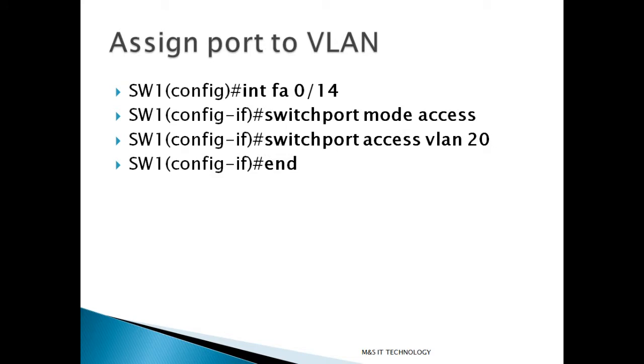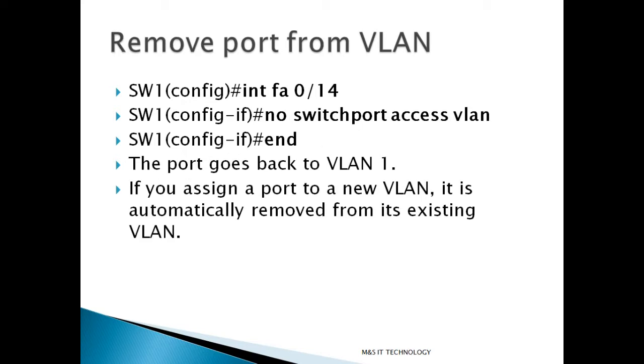Assign port to VLAN. Assign a port to a VLAN using the commands below. Removing a port from a VLAN, using the commands below, the port goes back to VLAN 1. If you assign a port to a new VLAN, it is automatically removed from its existing VLAN.